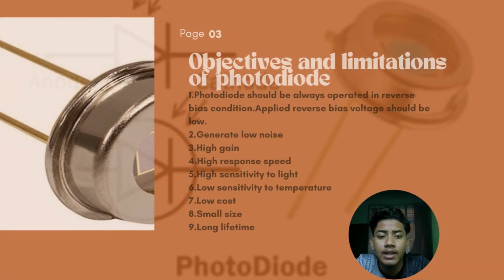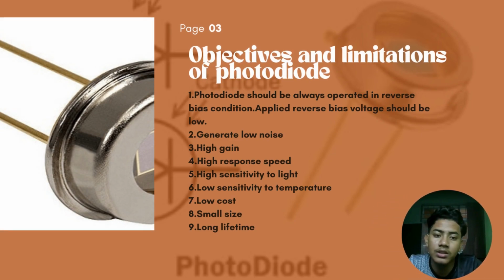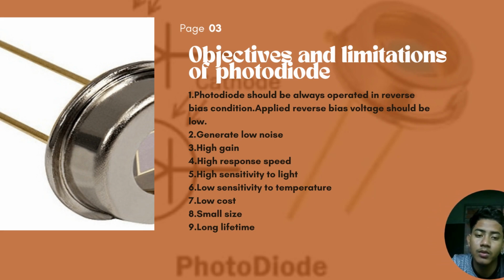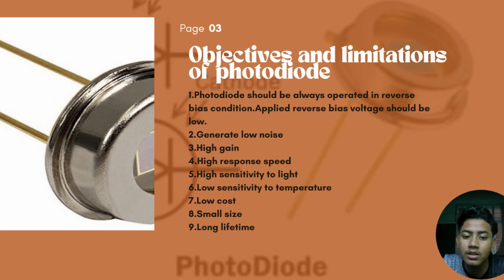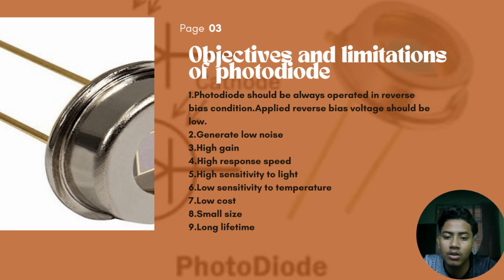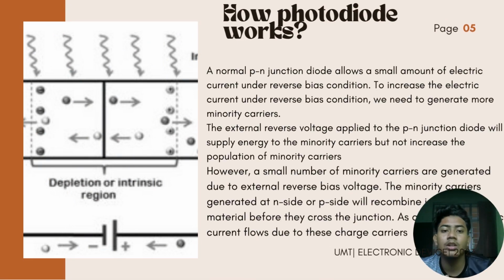Next, objectives and limitations of the photodiode. A photodiode should always operate in reverse bias condition. The applied reverse bias voltage should be low. It should generate low noise, high gain, high response speed, high sensitivity to light, low sensitivity to temperature, low cost, small size, and long lifetime.